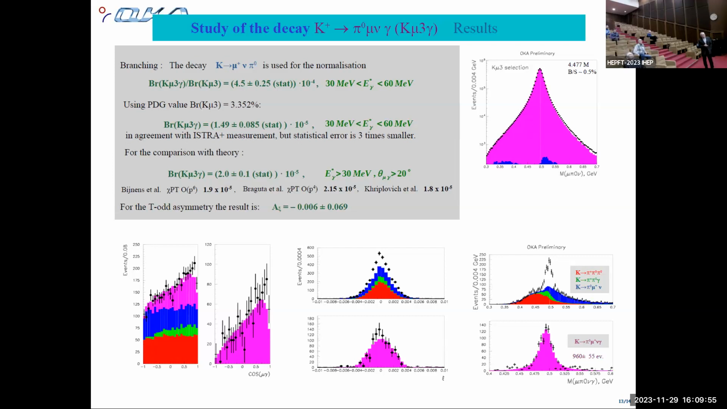Another important distribution is the distribution over the angle, or cosine of the angle, between the muon and photon, and you see that this is quite well described by the Monte Carlo. And the Monte Carlo has inside it chiral perturbation theory at p to the fourth.